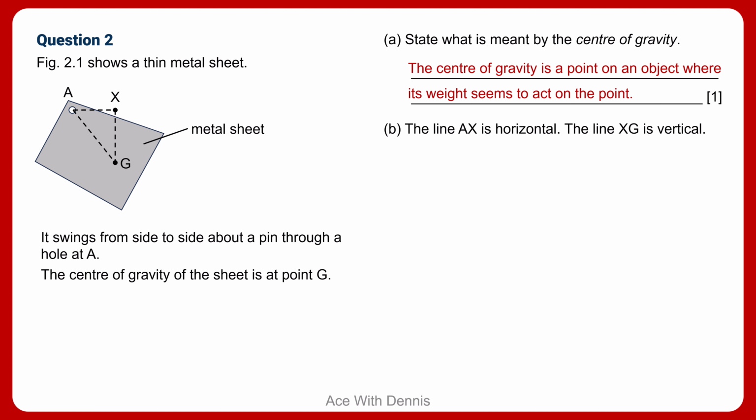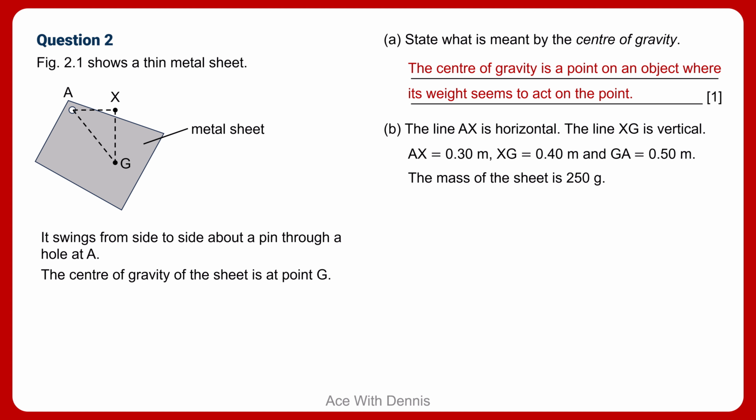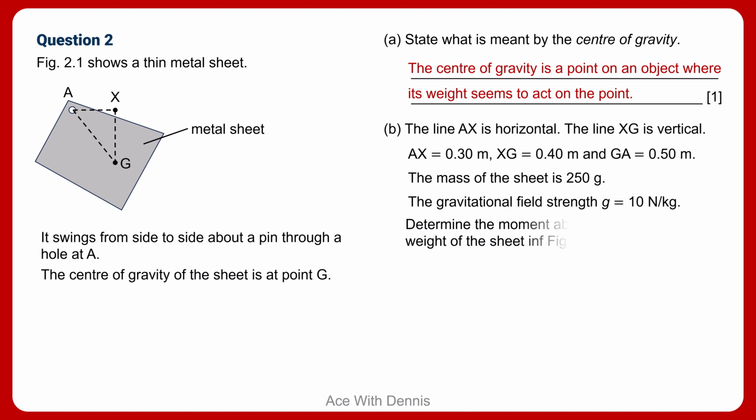B. The line AX is horizontal. The line XG is vertical. AX equals 0.30 meters, XG equals 0.40 meters, and GA equals 0.50 meters. The mass of the sheet is 250 grams. The gravitational field strength g equals 10 newtons per kg. Determine the moment about the pin at A of the weight of the sheet in figure 2.1.